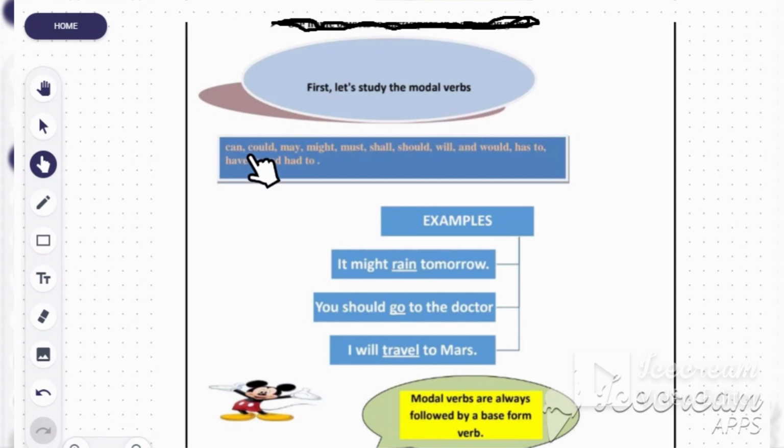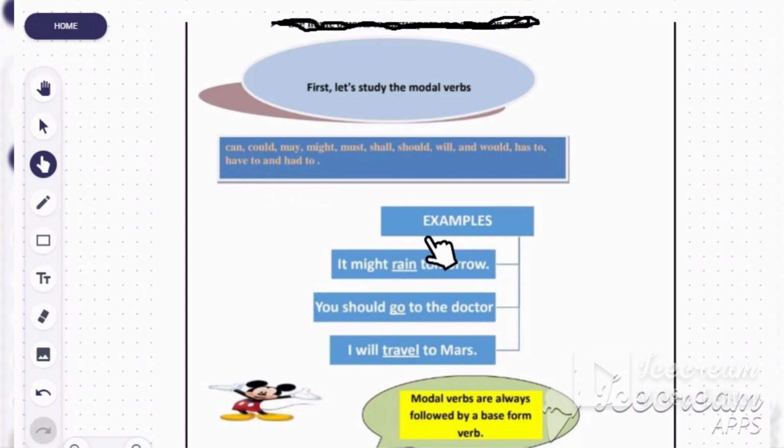What are they? Can, could, may كان يستطيع could استطاع may يمكن أمكن might must يجب shall should يجب أيضا لكن هون بنحكي عن القوة. أوكي will سوف and would كمان إلها استخدامات تختلف. has to يجب have to يجب وماضيهم had to. نعيد. What are the modals? These are all of them: can, could, may, might, must, shall, should, will, would, has to, have to, and had to.